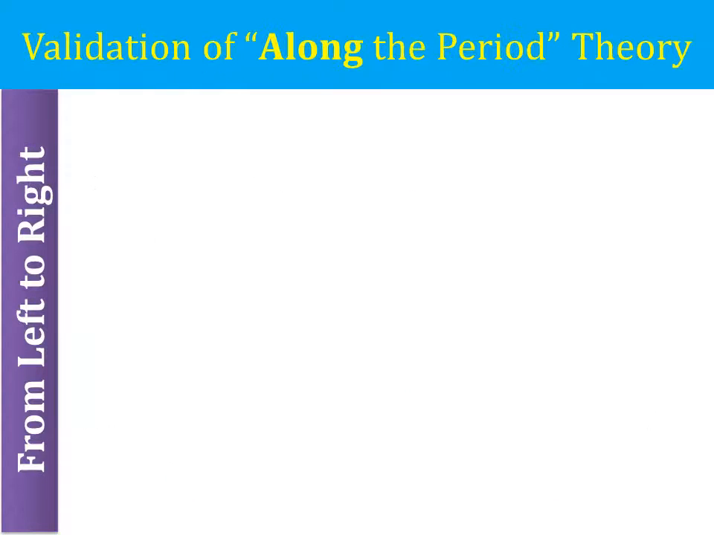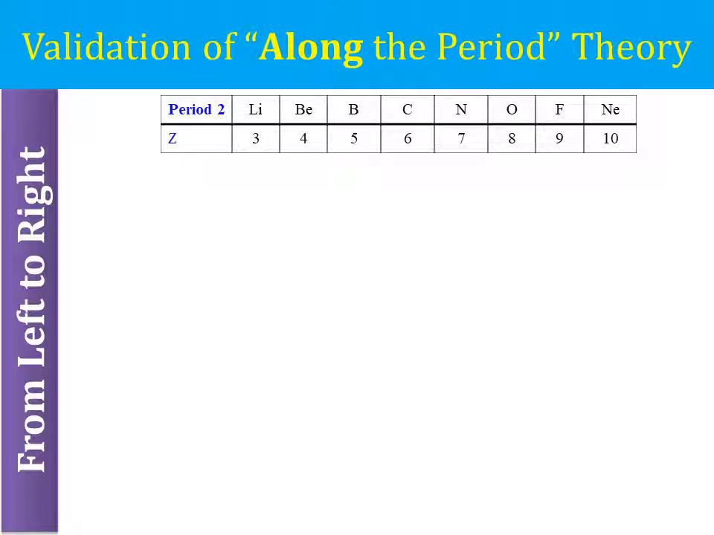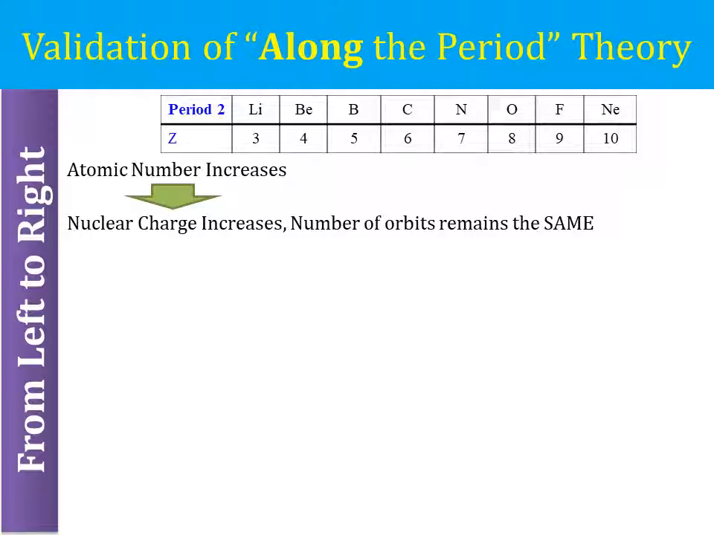So let's do the validation. We have the period lithium, beryllium, boron, carbon, nitrogen, and we can see the atomic number increases. And if the atomic number is increasing, the number of orbits remains the same. It's 2,1, 2,2, 2,3, 2,4. So the number of orbits remains the same.